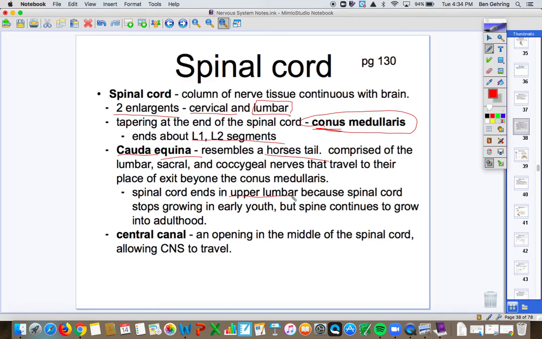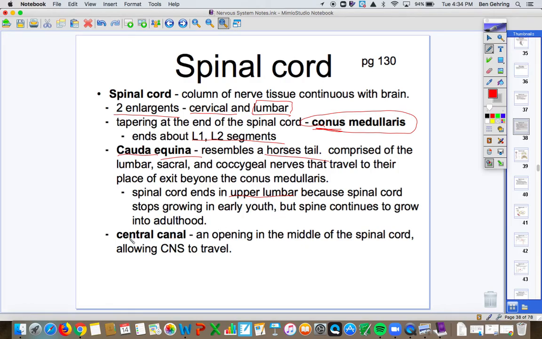Your spinal cord stops growing early in your years. Your spine will continue because you get taller up through your early teens. Some of you, into your late teens. But before that, your spinal cord is going to quit growing. So that's why it tapers off about L1, L2 on your lumbar vertebrae.